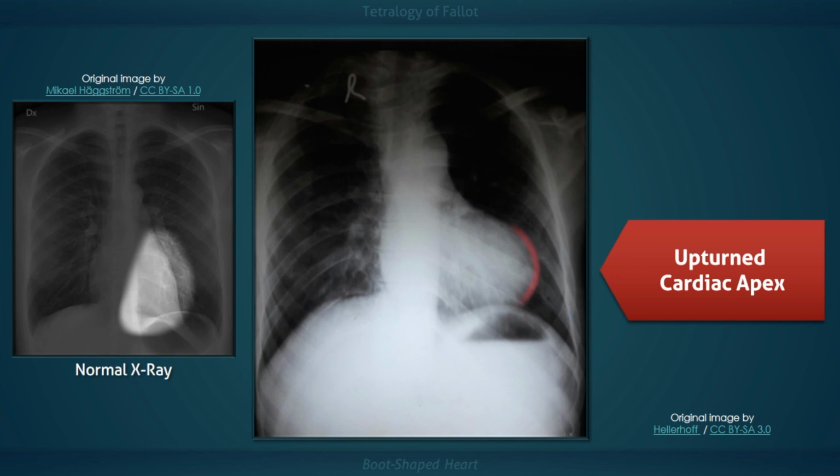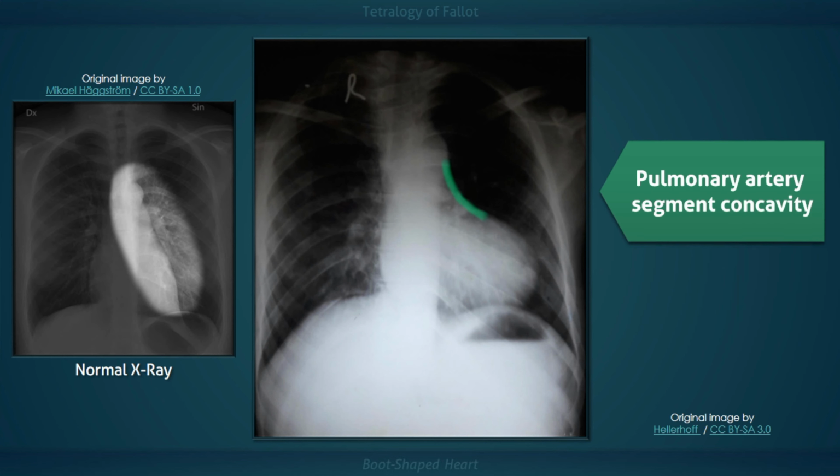In this radiograph, right ventricular hypertrophy has resulted in an upturned cardiac apex that is positioned abnormally high above the diaphragm. Pulmonic stenosis can also result in a small main pulmonary artery due to decreased flow. This finding is depicted on the X-ray as an increased concavity of the main pulmonary artery segment.